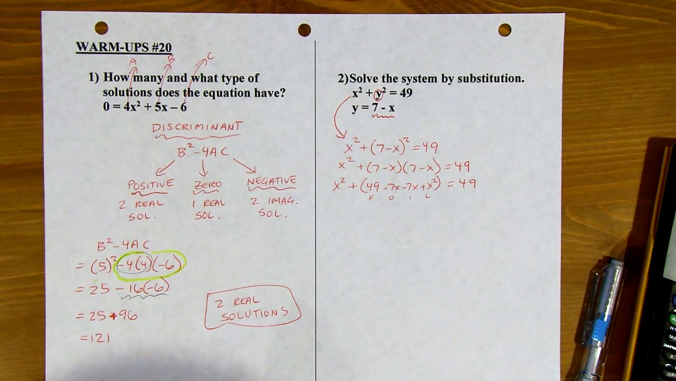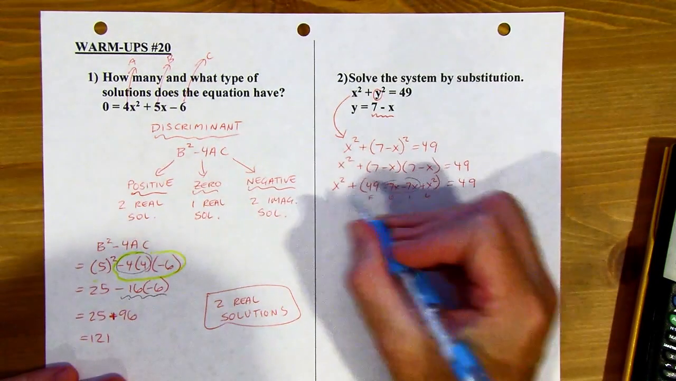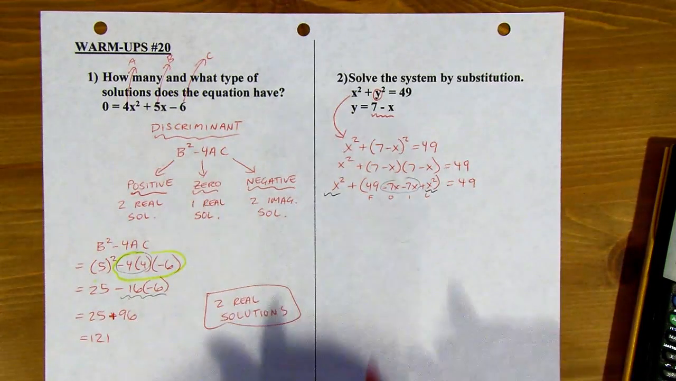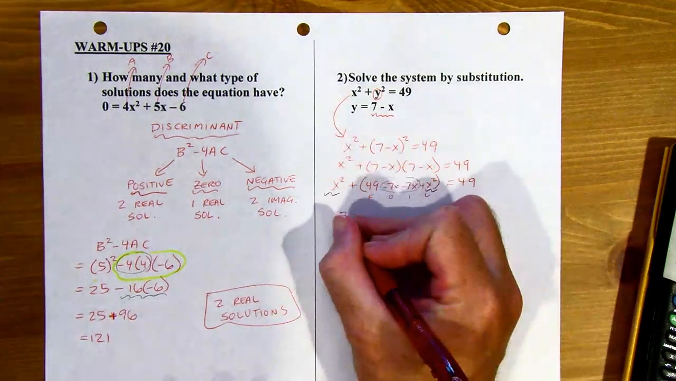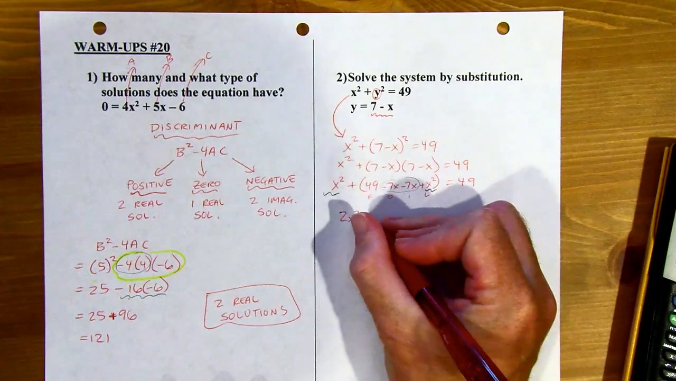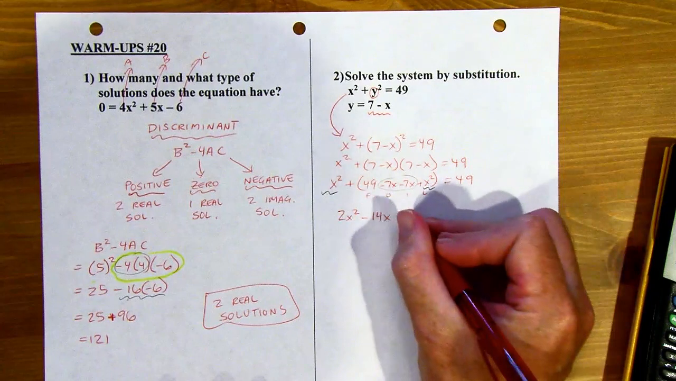Let's start cleaning it up now. So I'm going to start combining like terms. I can combine the x squareds, right? So x squared plus x squared would be 2x squared. Negative 7x and negative 7x is negative 14x. And then I've still got the 49 over here.